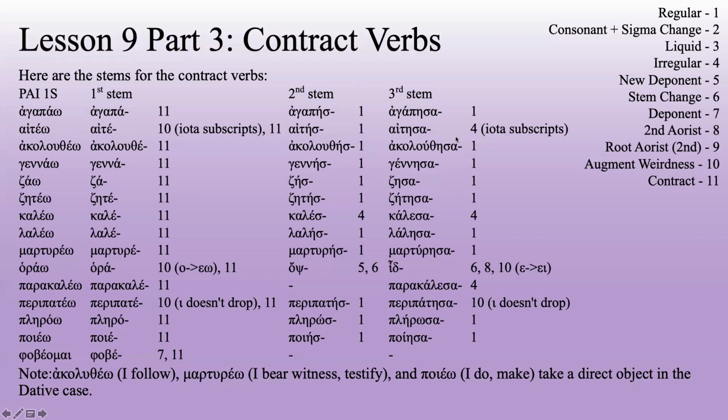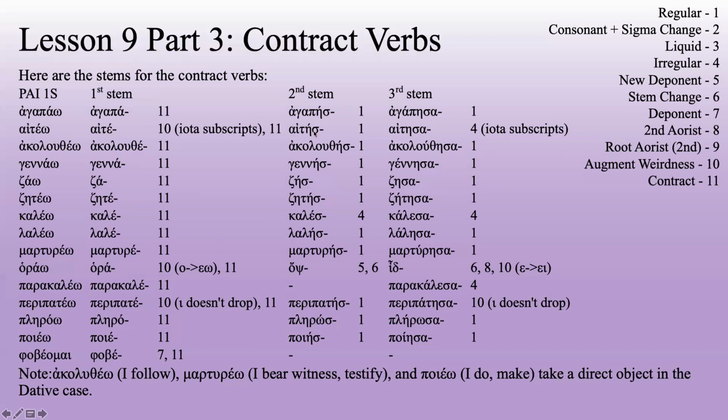And I have labeled most of these as regular because they follow perfectly the contract rules for forming a second and a third stem. So as we said, agapao, we've got agapa, agapes, and agapesa, and everything happens normally there. Aiteo, in the first stem, when we add an augment, something weird happens. The iota is going to subscript. So it's going to be eta with an iota subscript, because eta can never take an iota next to it. The iota always has to subscript.